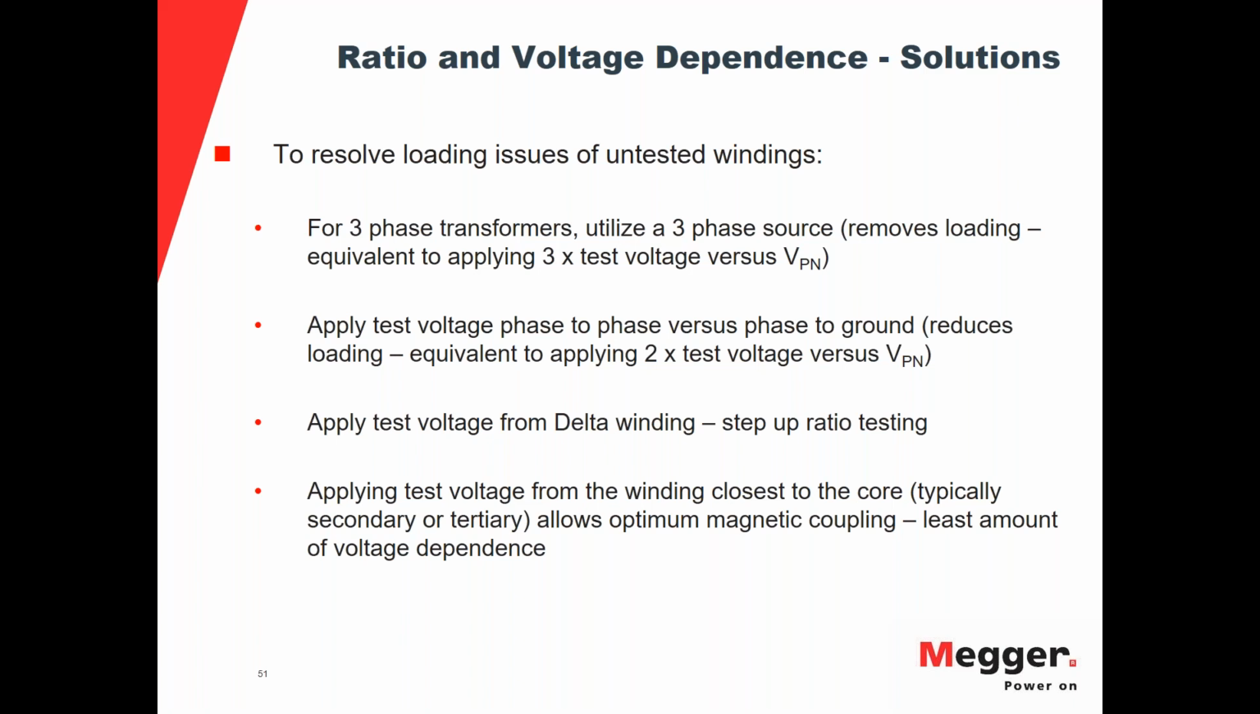So an option would be to do a step up method in this case, and now you're testing from the low and measuring on the high. So you're inducing on the low voltage and you're measuring on the high voltage. Now you're getting past the issue because you're measuring on the Y side and not on the delta side. And of course, if you could apply the voltage to the winding that's closest to the core, you're going to increase your excitation. You're also going to optimize your magnetic coupling and things like that.